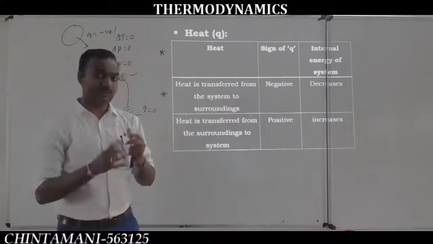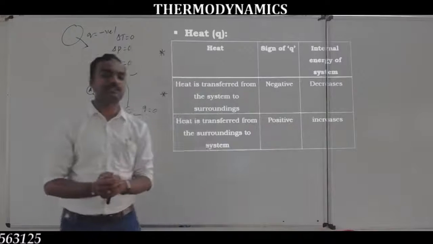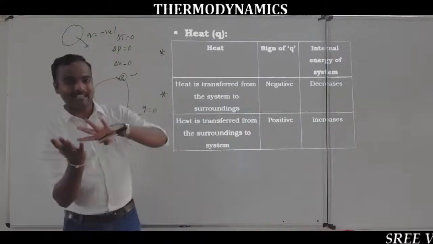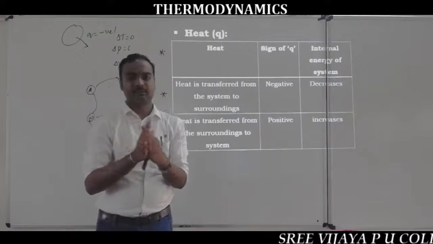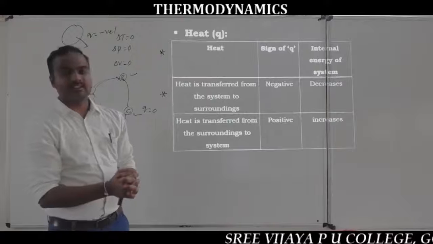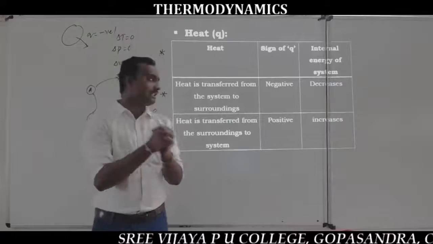And what happens to the internal energy? Definitely it will decrease. The total energy of the system is called internal energy. When heat is transferred from system to surroundings, definitely energy will decrease, that is, energy in the form of heat. So that's why the internal energy of the system decreases when heat is transferred from system to surroundings.